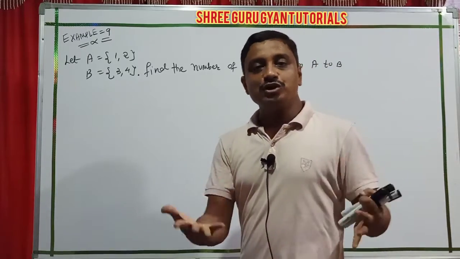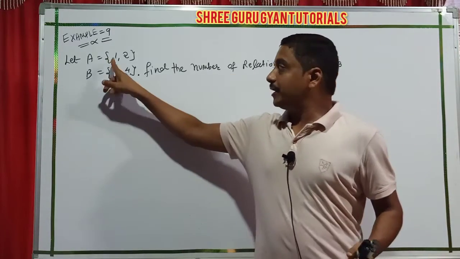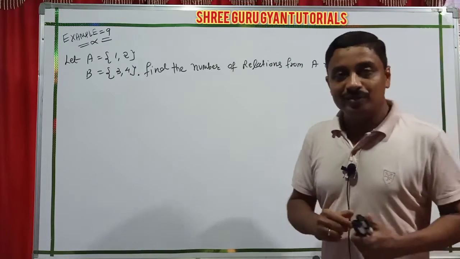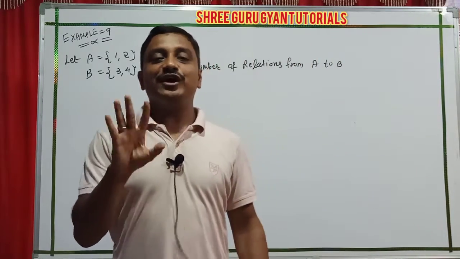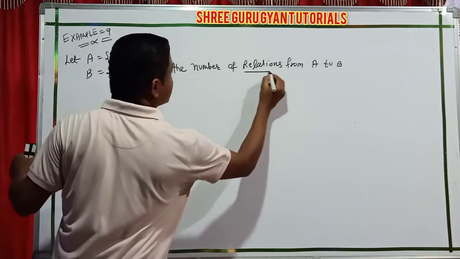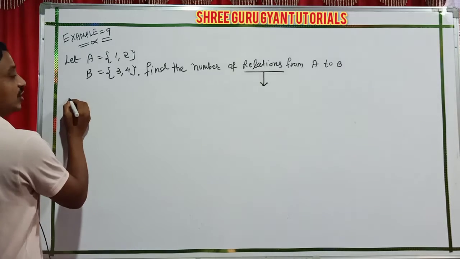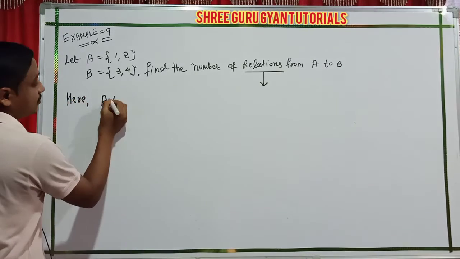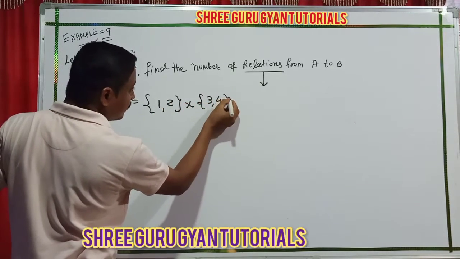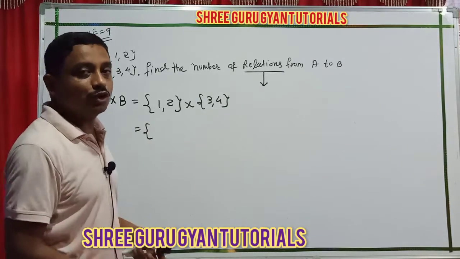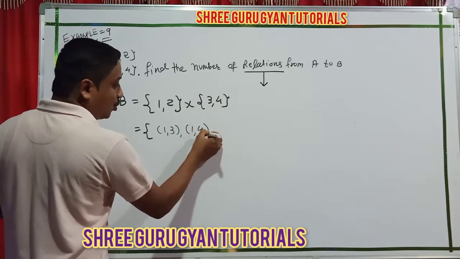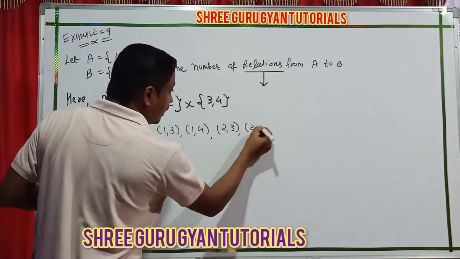Now students, I am slowly going ahead. Example 9. Let A = {1, 2} and B = {3, 4}. Find the number of relations from A to B. Students, if you want to find relations, you must first find A cross B. So first of all, I find the elements of A cross B: {1, 2} cross {3, 4}. The cross multiplications are (1, 3), (1, 4), (2, 3) and (2, 4).